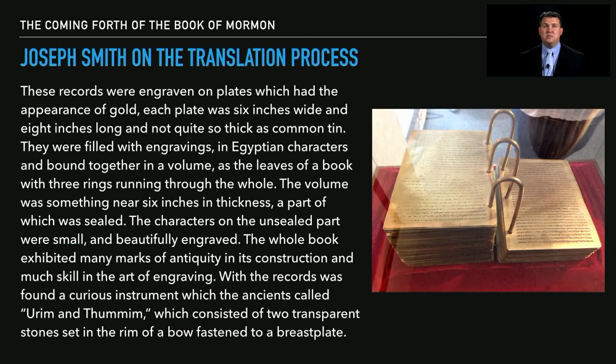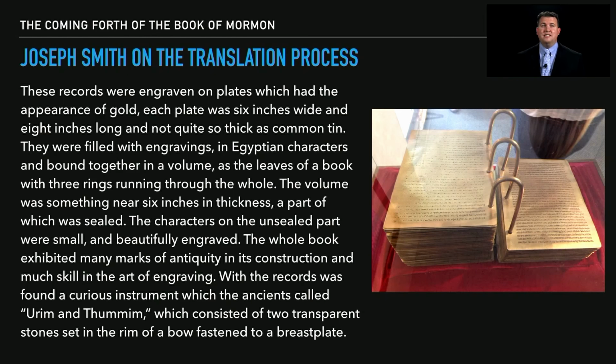He says, these records were engraven on plates which had the appearance of gold. Each plate was 6 inches wide and 8 inches long and not quite so thick as common tin. They were filled with engravings in Egyptian characters and bound together in a volume as the leaves of a book with 3 rings running through the whole. The volume was something near 6 inches in thickness, a part of which was sealed.